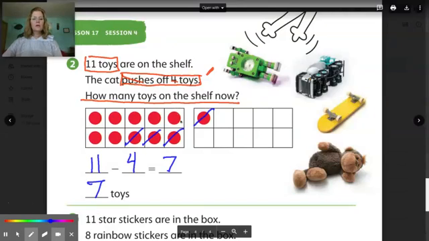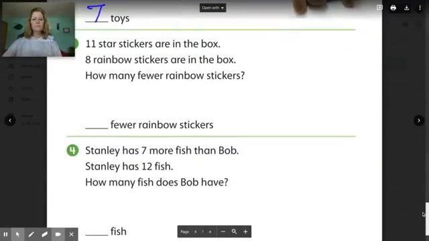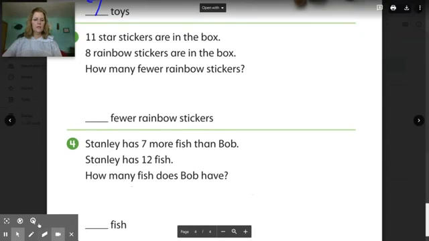All right. So we have 11 minus 4. They already drew the 11 dots. We need to push 4 away, and that leaves 7. I hope you did a good job on that one too. All right, I believe this is the last one. Oh, no, 2 more. Okay.